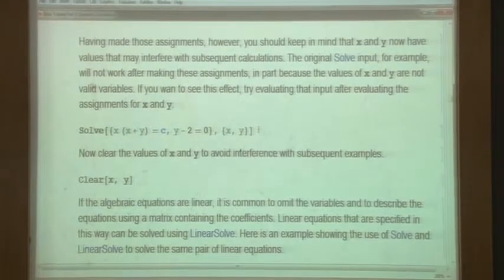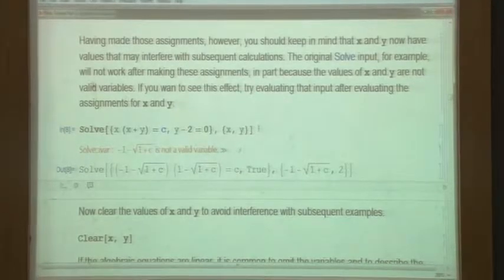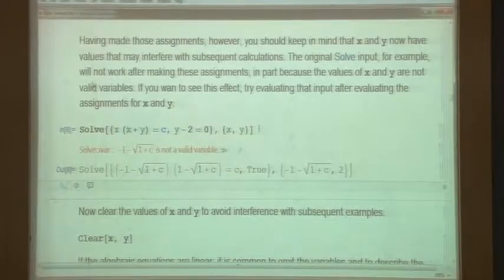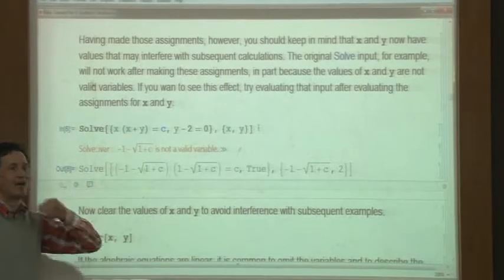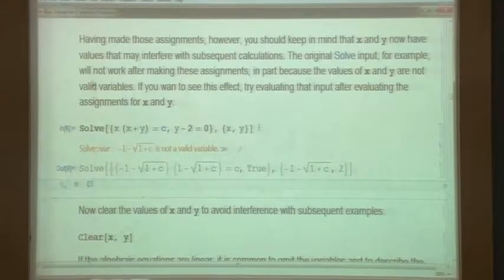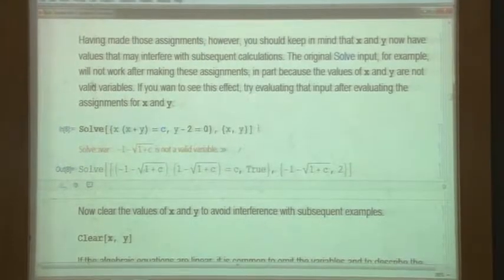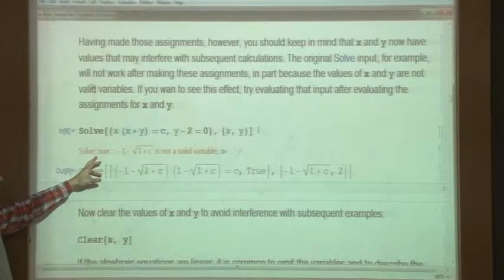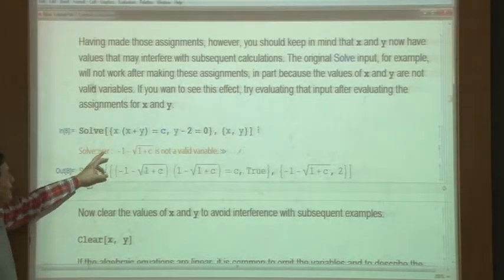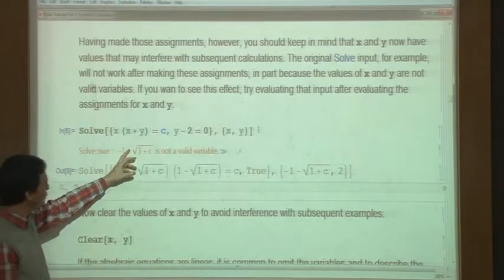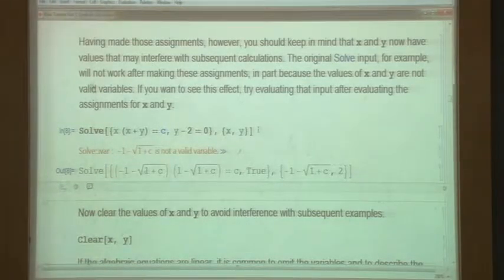Now, if we try to do this, we got an error message, right? Yesterday we got a lot of error messages like this. Why? Because x and y are not empty, right? They already have values, so we cannot solve. x and y have to be symbols. That's why Mathematica is complaining, right? So I bar x cannot be solved because it's not x anymore. It's minus 1 minus the square root of 1 plus c.